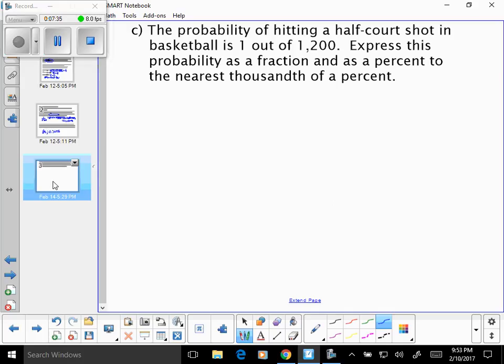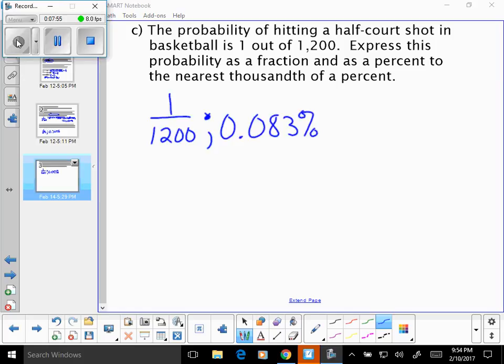Again, hit pause, and you do example C. And yes, at the time that I was writing this down, the probability of hitting a half-court shot in basketball is really 1 out of 1,200. So you try it. The fraction is going to be 1 over 1,200, and with using the calculator, you should have found a percent of 0.083%.